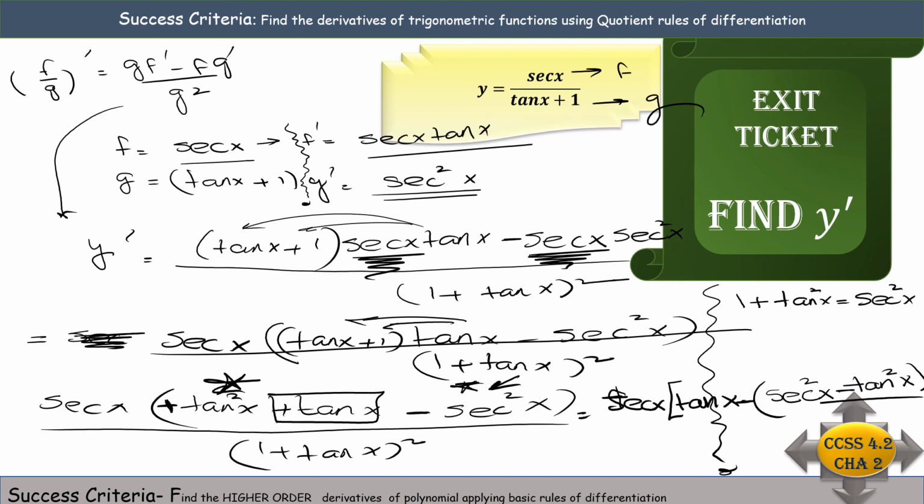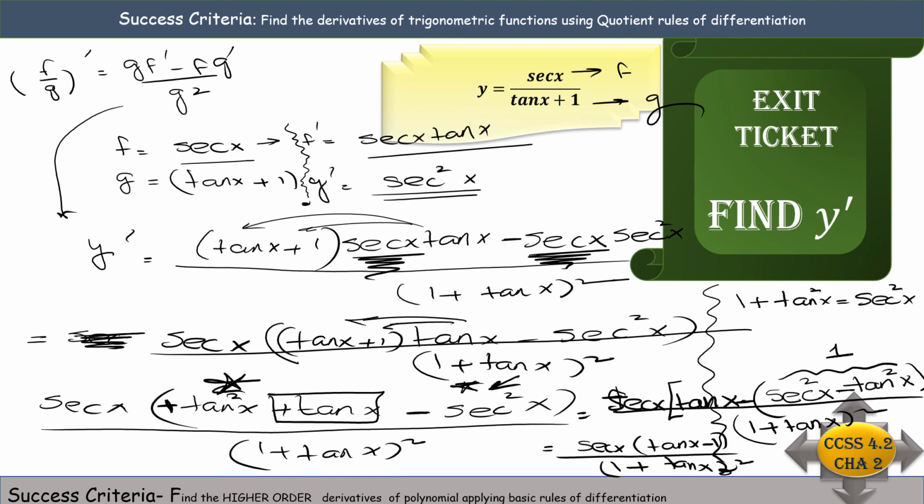Why am I doing all these things? The denominator is 1 plus 10x whole square. Because in place of sec square x minus 10 square x, I want to write 1. So I will get sec x times 10x minus 1 divided by 1 plus 10x whole square. I cannot cancel anything. The reason is that in the denominator there is a plus sign.